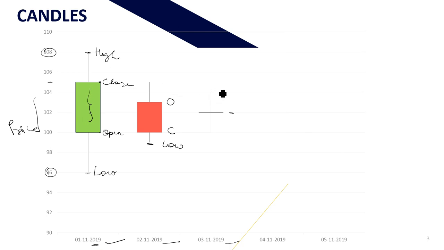Looking at this candle, we can see an indecision in the market, as buyers and sellers had a tough fight on this day. Price opened at 102, made a high of 104, then made a low of 100 and again closed at 102. So this shows us a tough fight between the bulls and the bears, but at the end nobody won. Price opened at the same point and closed at the same point.